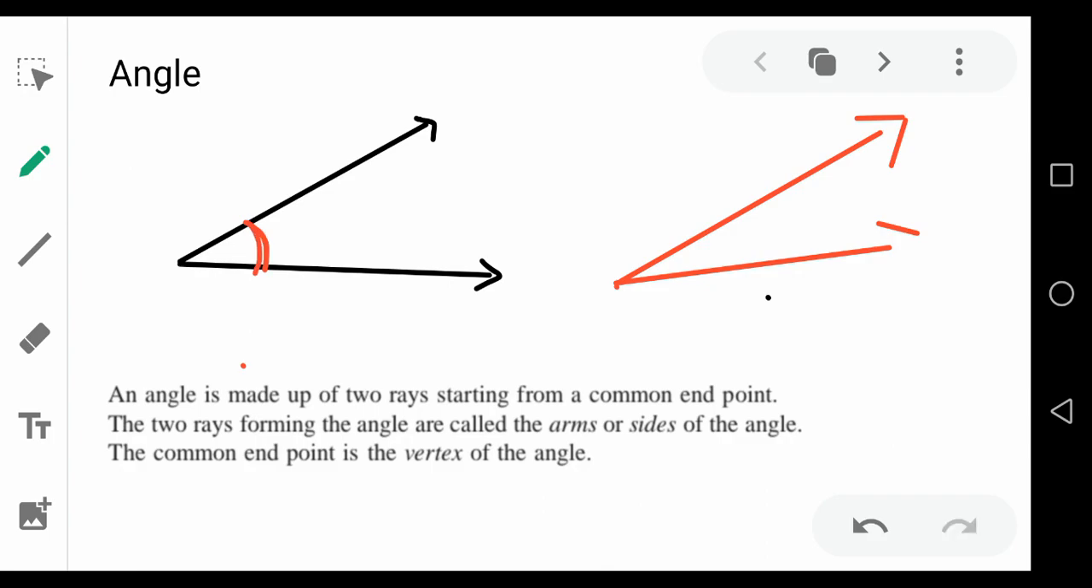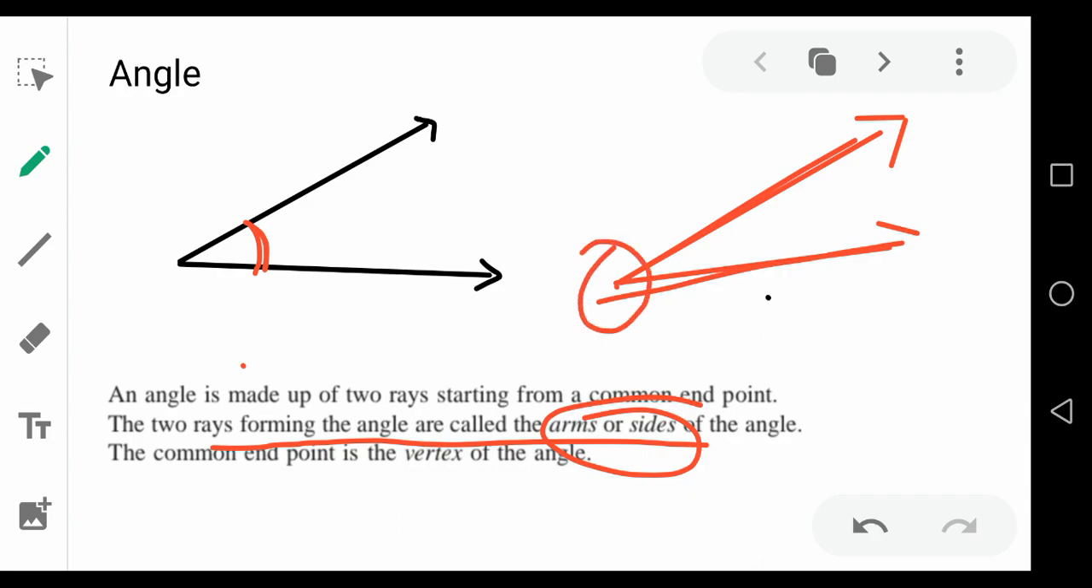Okay. Now the two rays forming the angle are called the arms. So these two rays are called the arms or sides of the angle. Either you can call them arms or sides of the angle. And this common endpoint, I told you this common endpoint is there for these two rays, right? This endpoint is called the vertex of the angle. So this is what you have to study about an angle.